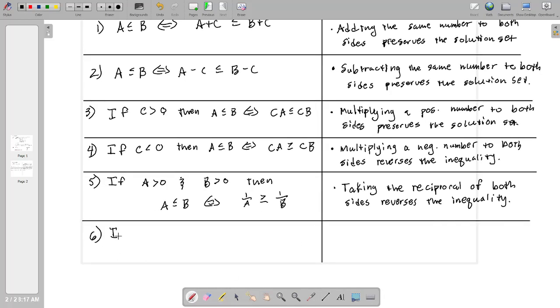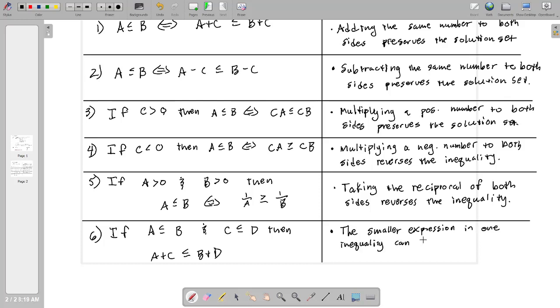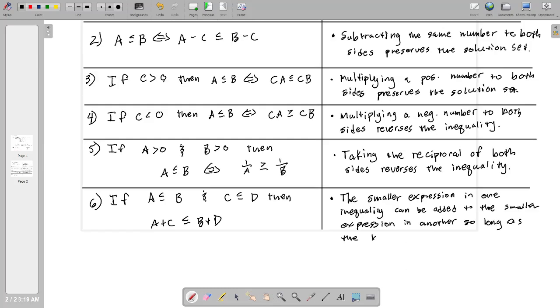Rule 6: if a ≤ b and c ≤ d, then a + c ≤ b + d. The smaller expression in one inequality can be added to the smaller expression in another, so long as the larger sides are also added. This preserves the inequality.